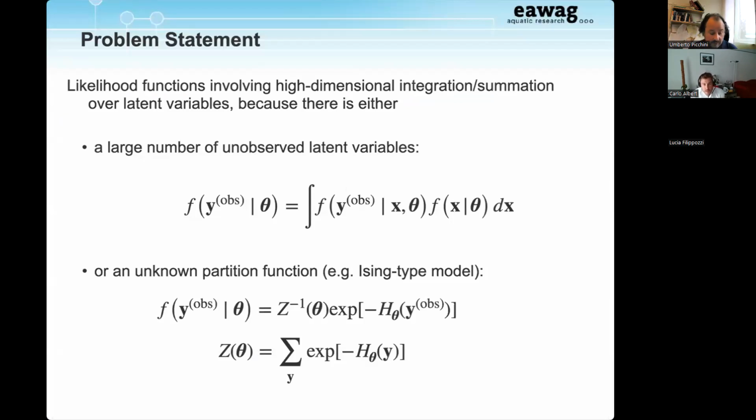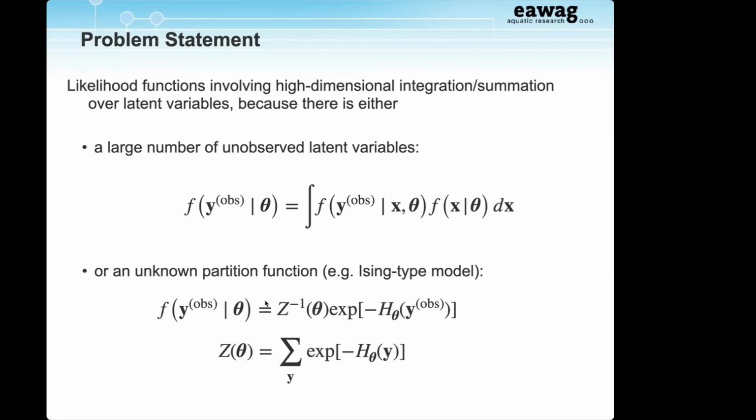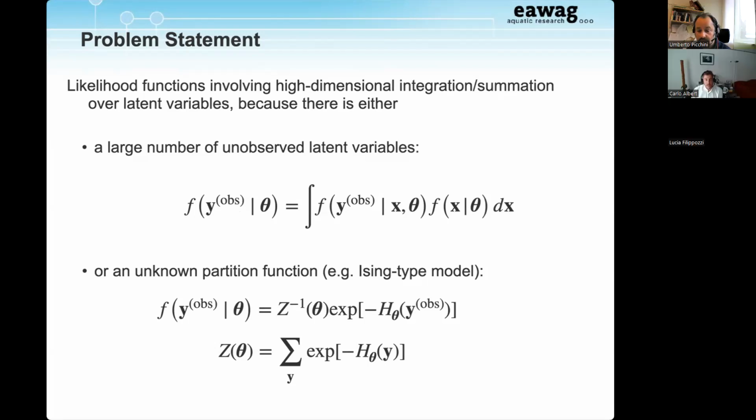We're dealing with inference problems with intractable likelihood functions, and this is typically the case for one of these two reasons. Either we have a large number of unobserved latent variables x, which we need to integrate over to get to the likelihood function, or we might have an unknown partition function or normalization factor if you think of an Ising type model where we just specify the couplings between the parameters and the observations.